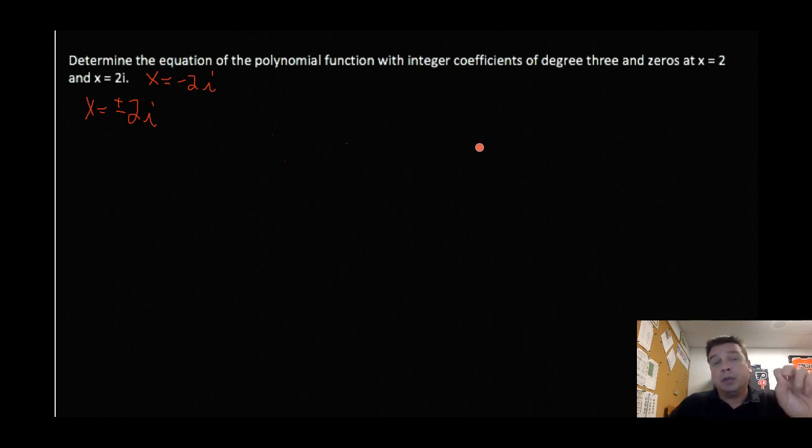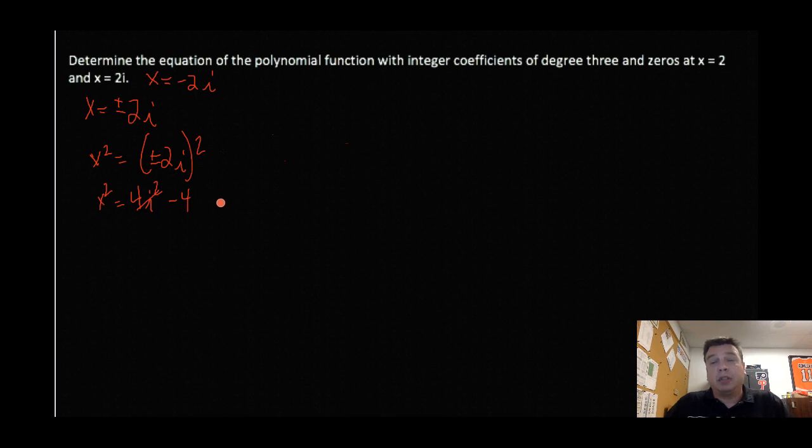So that gives me two values. What I need to do is square both sides so that I can come up with what the equation is. So if I square both sides, I get x squared is equal to plus or minus 2i, squared. It doesn't matter if I have the positive value or the negative value, because when I square it, I'm going to end up with a 4 and then i squared. So I get x squared is equal to 4i squared. Then we know that i squared is negative 1. So 4 times negative 1 gives me a value of negative 4.